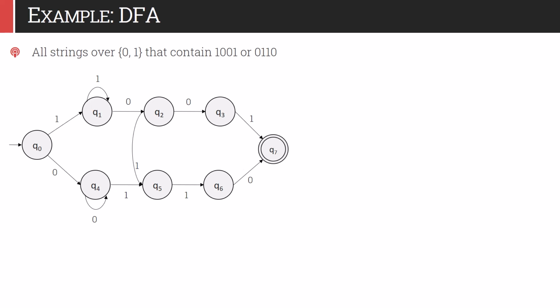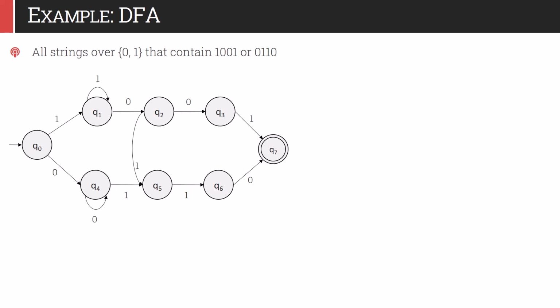From Q2, if we read 1, then it should go to Q5. Because if I follow the path Q0 to Q1, it has read 1. Then Q1 to Q2, it has read 0. And now to go to the final state Q7, we have to read 1, 1, 0. Okay? So we are going to states Q5, Q6, Q7. So you see that in this string 0, 1, 1, 0 is present. If 0, 1, 1, 0 is a substring, then we are following the lower half. And if 1001 is the substring, then we are following the upper half.